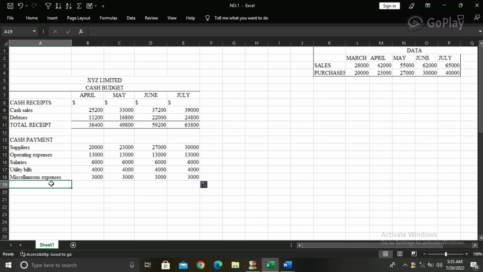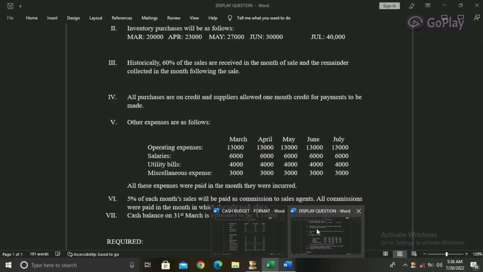So by using my calculator, I'm going to calculate the commission. So that of April, I have 2,100, and that of May, I have 2,750. The commission for June is 3,100, and that of July is 3,250. So now, after we are done with the commission, let's look at the question.